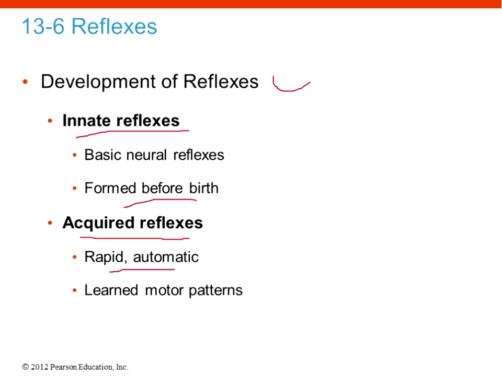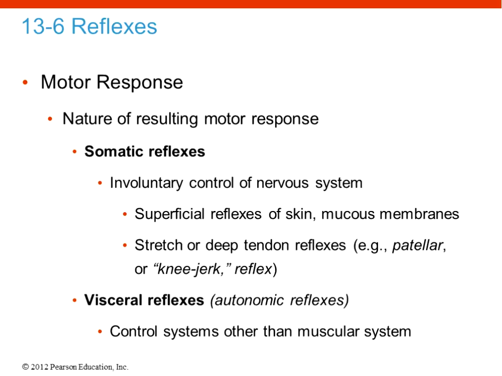But there are some that are acquired, right? Rapid, automatic, learned motor patterns that we learn, like in playing a sport, for instance. If someone plays a sport, they're going to learn certain reflexes that maybe someone who didn't play that sport may not have, right? They're acquired, they're learned. But they do become rapid, automatic responses.